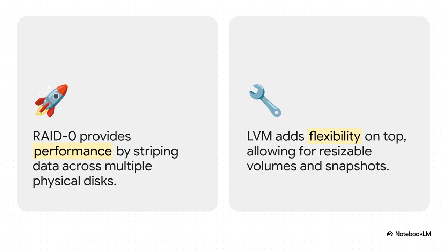Think of it this way. RAID 0 is like putting a massive, powerful engine in your car. LVM is like adding an advanced transmission and suspension system. You still get all that raw speed from RAID, but LVM adds incredible flexibility on top, like being able to resize volumes or take instant snapshots. It really is the best of both worlds.